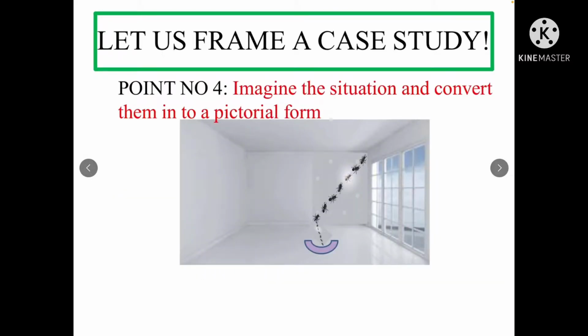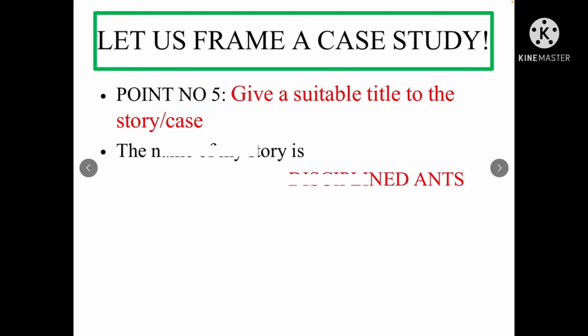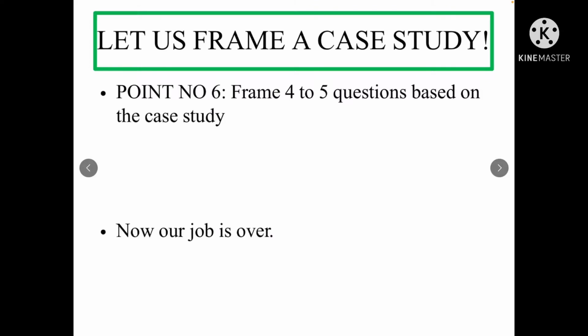Now point number 4 is imagine the situation, go through the story and convert it into a pictorial form. My pictorial form is given here. The ants are moving from the corner of the roof to the sweet bowl. Point number 5, give a suitable title to the story or case. Here the name of my story is Disciplined Ant. Point number 6, frame 4 to 5 questions based on the case study. Now your case study based question is ready.